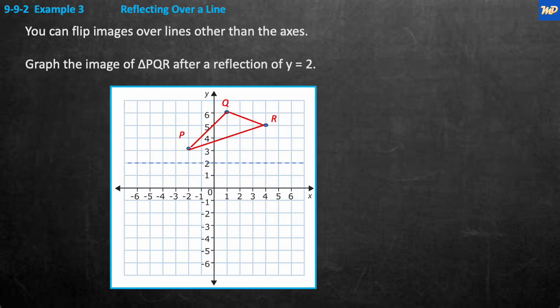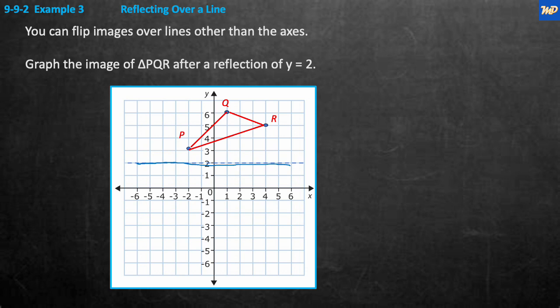Okay, example 3, reflecting over a line. You can flip images over lines other than the axes. Graph the image of triangle PQR over a reflection of line y equals 2. So here's our line y equals 2. It's this nice little dashed line right here. And we're flipping it over this line. This is the top. We're going to be looking at the bottom when we get done flipping it.